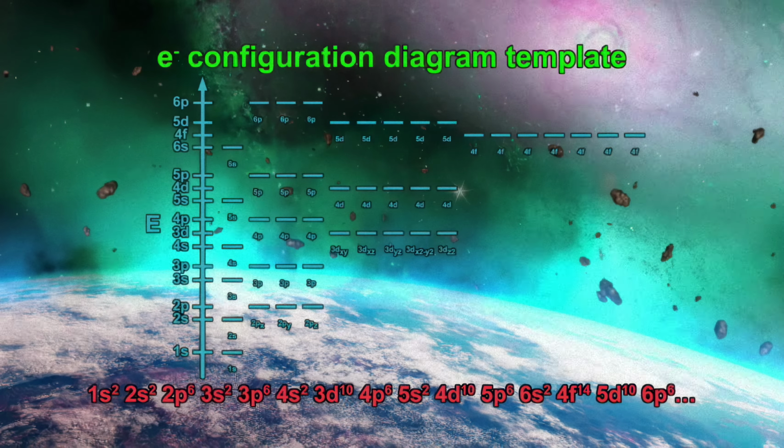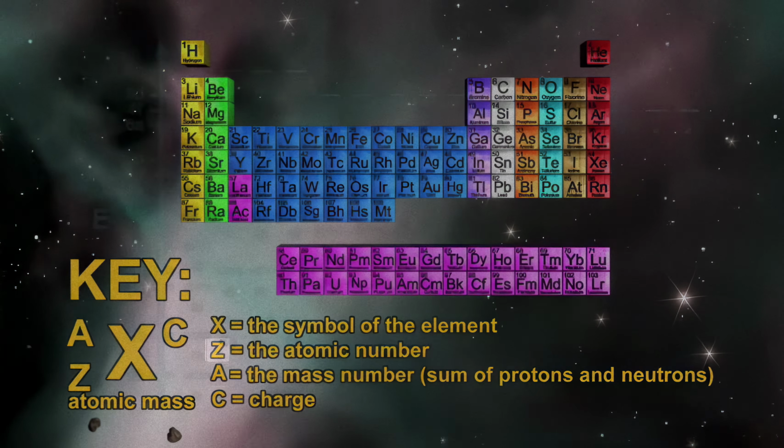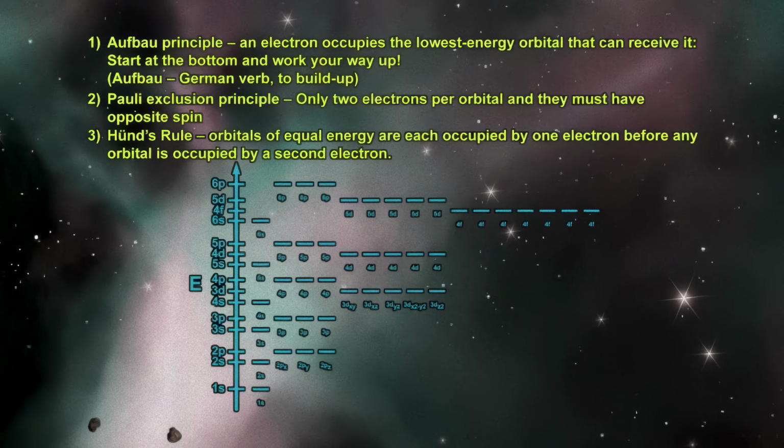mastered this skill. As you can tell, the keys to writing electron configurations are to quickly ascertain the number of electrons for an atom or ion from the periodic table, and to be able to quickly reproduce the template for the electron configuration diagram. Remember, you can use the periodic table to help you reproduce it. Then simply follow the 3 basic rules for electron configurations, and you should have no problems determining electron configurations.